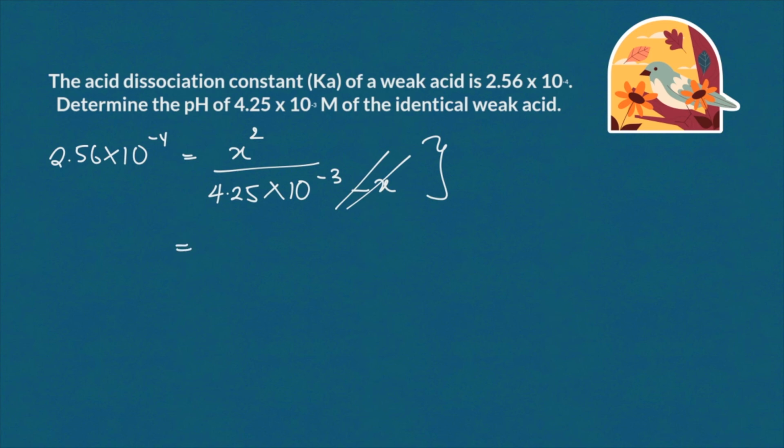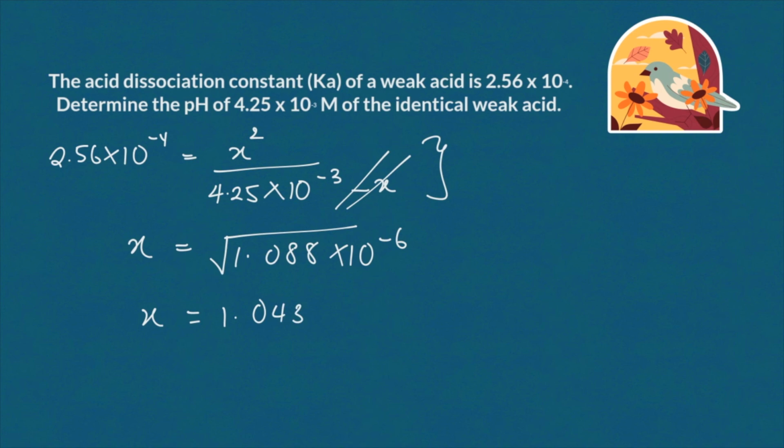So we shall get your x is equivalent to the square root of 1.088 times 10 to the power of negative 6. Therefore, your x is equivalent to 1.0431 times 10 to the power of negative 3. Right, since we are using the approximation method, we need to test it out.